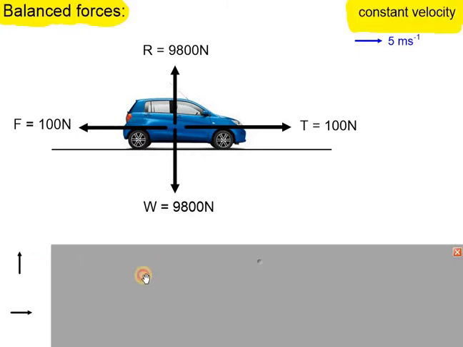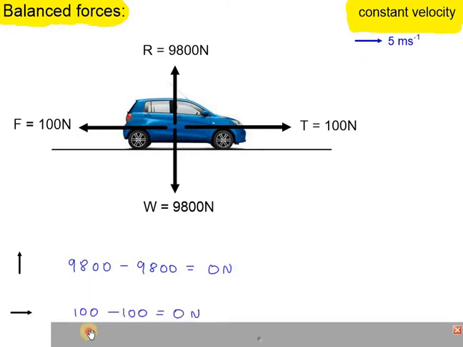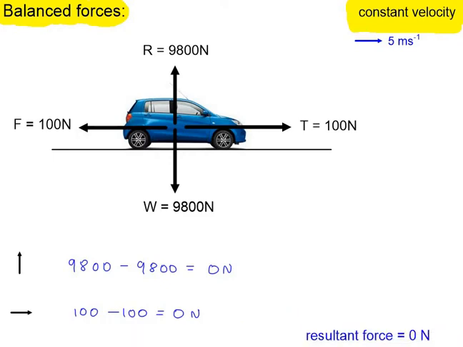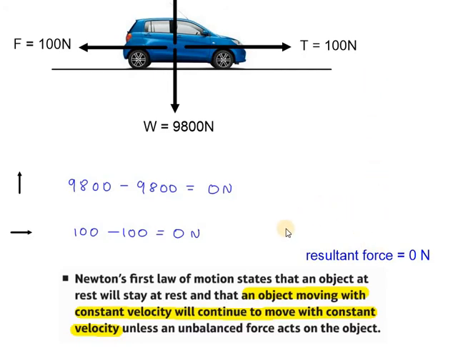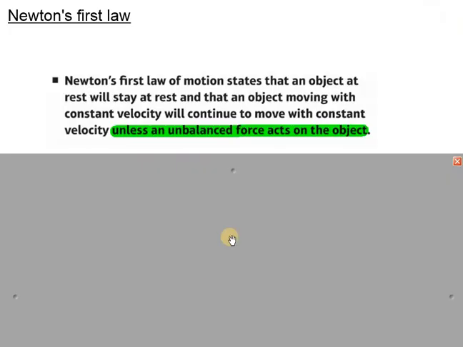So resolving forces vertically, 0 newtons, forces are balanced. Resolving forces horizontally, 0 newtons, the forces are balanced. So the resultant force is 0 newtons. If the resultant force on the car is 0 newtons, that means the car will continue to move with constant velocity. It continues to move at 5 meters per second. So this is true: the object will either be moving with constant velocity, or if it's at rest it will remain at rest, so long as the resultant force is 0.